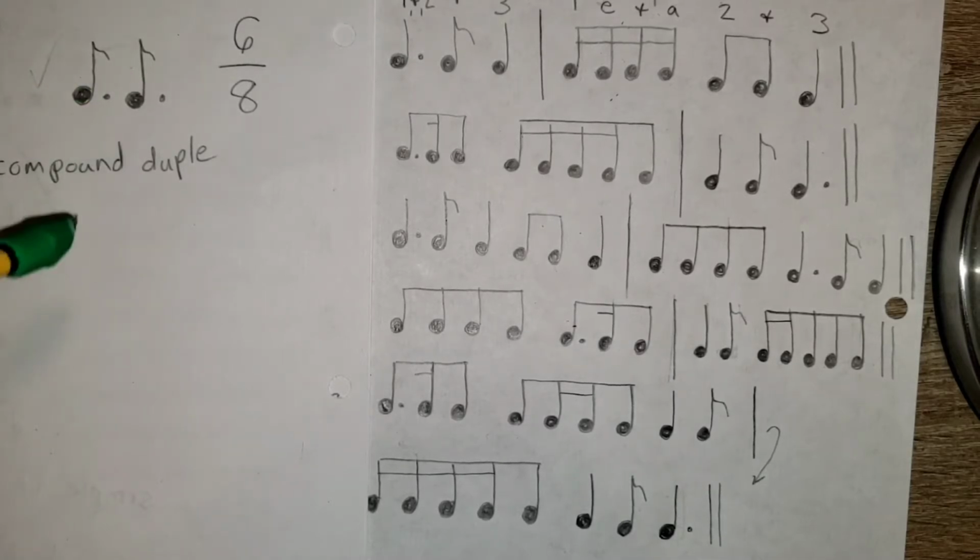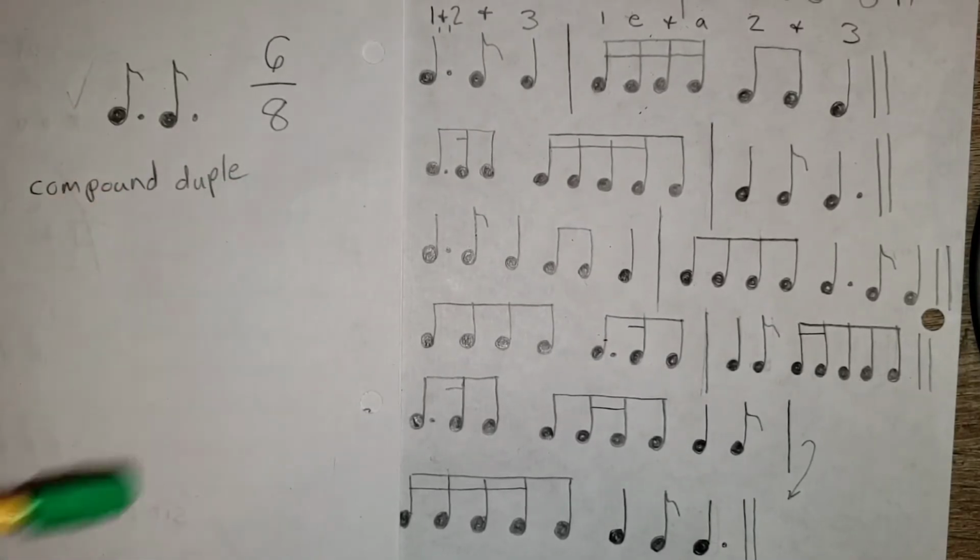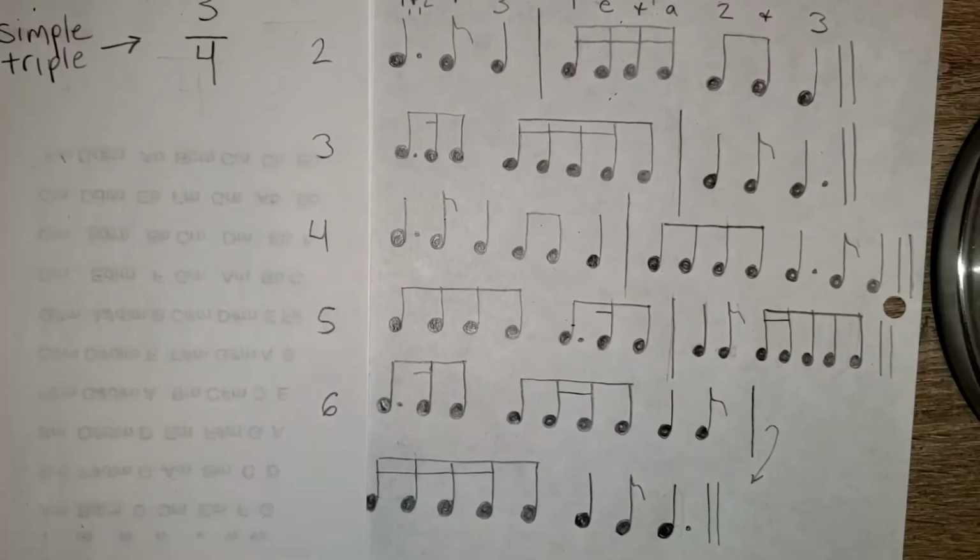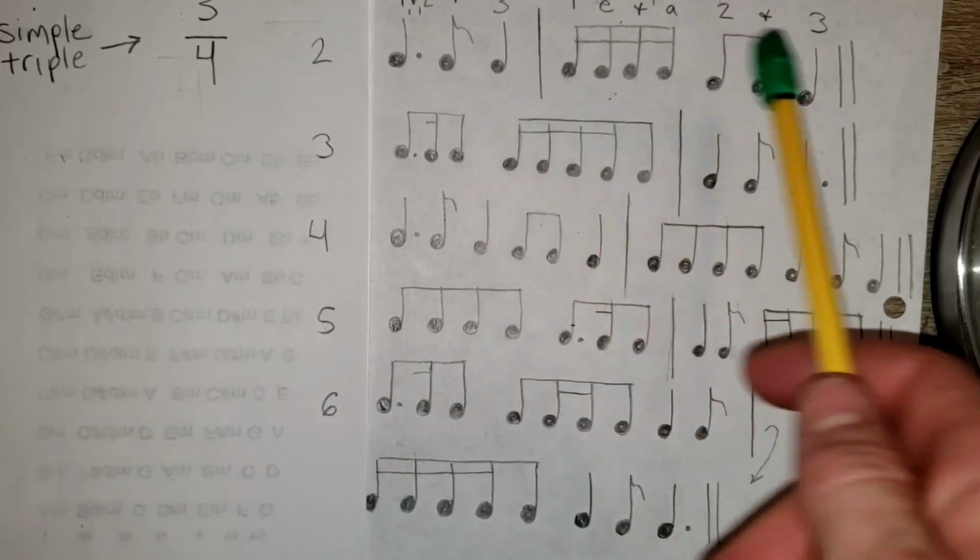So we look at 6-8. 6-8 is a compound duple. So we have 2 pulses that can be divided into 3 beats. So that does not work here.